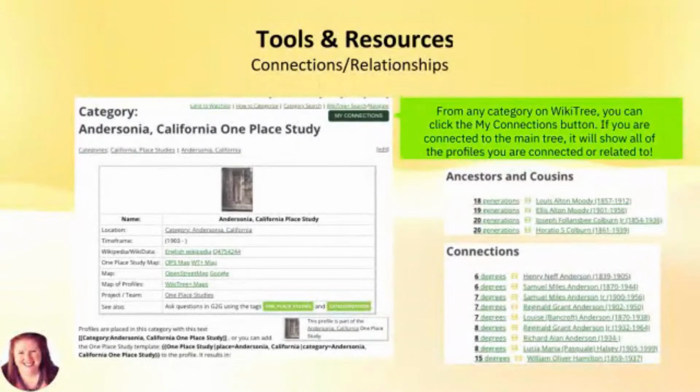So that tool can be accessed from any category: locations, cemeteries, name and place studies, or other topics. This kind of gives you an idea of what that is. This is an example study here, and these are my connections to this one place study, those ancestors that are in that one place study.